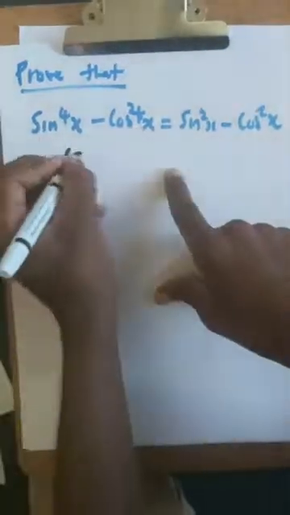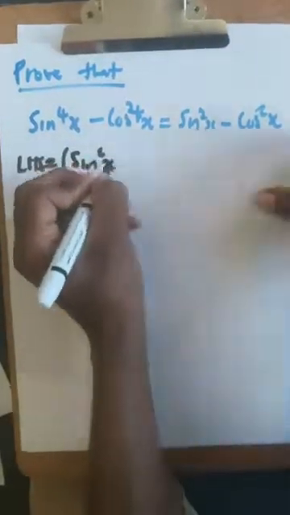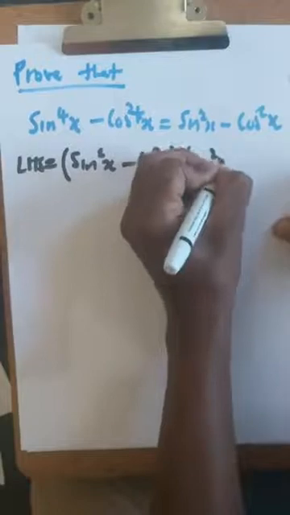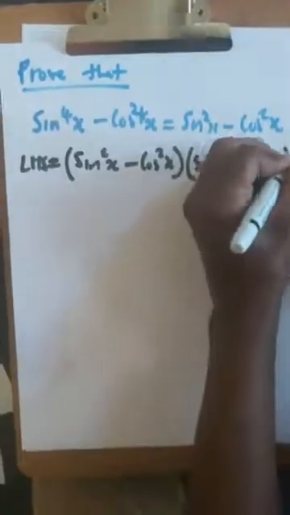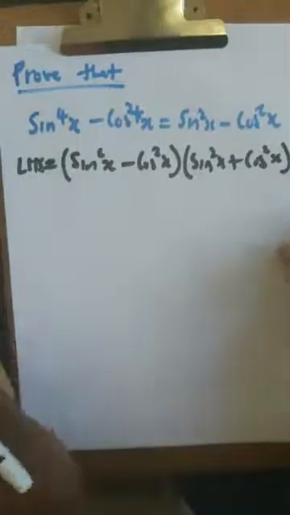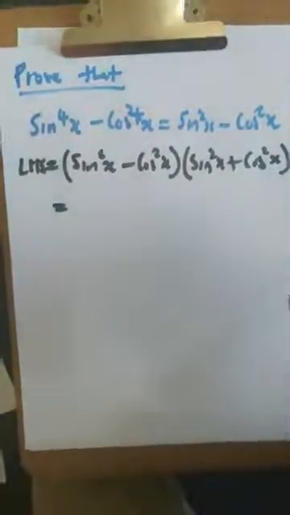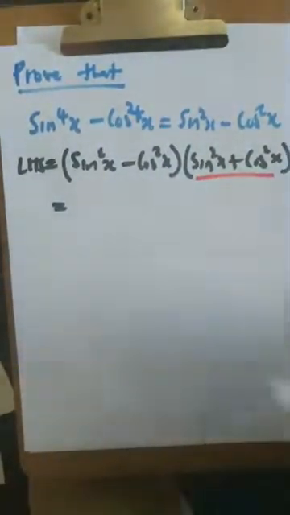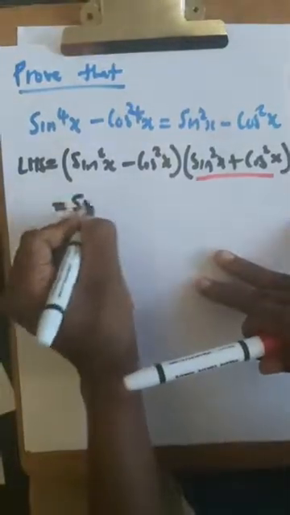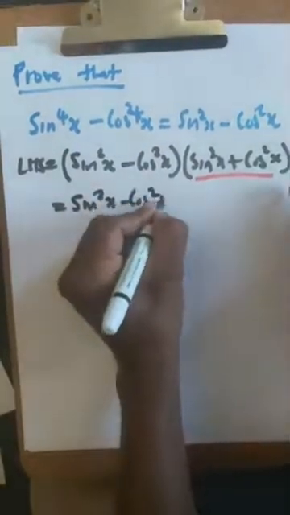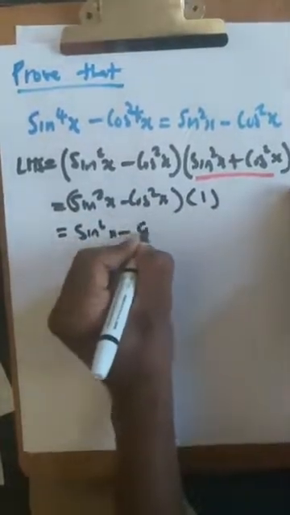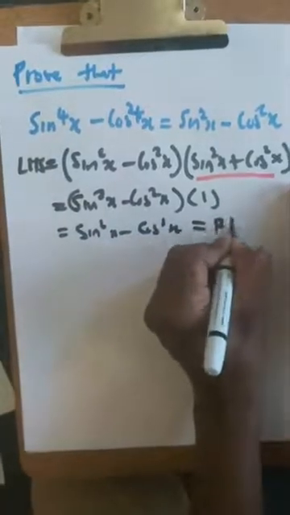So we're going to find the difference of this, which you can see is a difference of two squares. Sine squared x minus cos squared x, times sine squared x plus cos squared x. Difference of two squares. Sine squared x plus cos squared x gives me 1. So originally we have sine squared x minus cos squared x multiplied by 1, which gives sine squared x minus cos squared x. This is equal to the right-hand side.